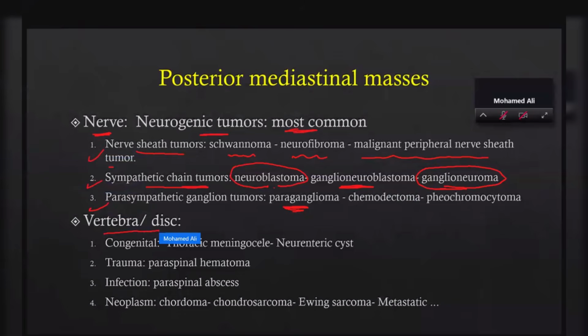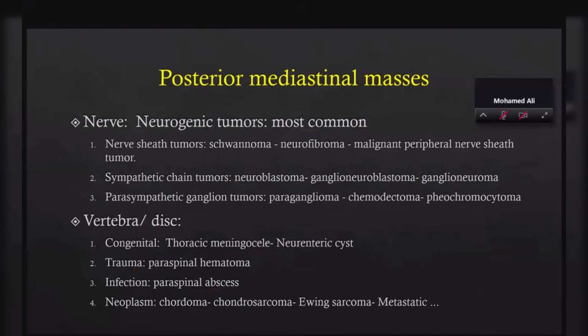For the vertebrae and the disc in between, we have congenital diseases like thoracic meningocele and neuroenteric cyst. You can suggest neuroenteric cyst if you have a cyst adjacent to the vertebrae, and the vertebrae beside the cyst show vertebral anomaly. Trauma: if we have a trauma case, paraspinal hematoma. Infection: spondylodiscitis can be associated with paraspinal abscess. Neoplasm: if we have a destructive lytic lesion involving the vertebral column, chordoma, chondrosarcoma, even sarcoma, metastatic lesions. All of these are examples of posterior mediastinal masses.